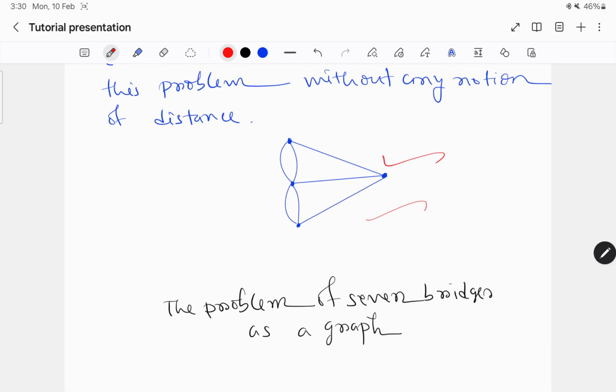He then proved that for a graph to have such a walk, there can be at most two vertices with an odd number of edges touching them. But here you can see there are four vertices in this graph, and all of them have an odd number of edges touching them. So therefore the answer to this particular problem is no, this is not possible. So the walk is not possible.